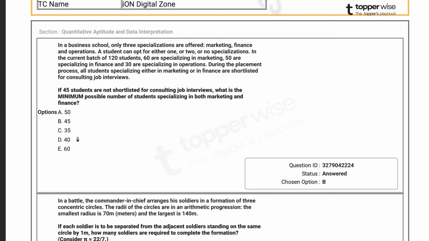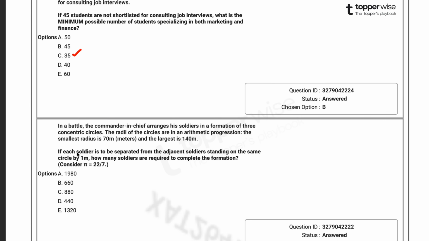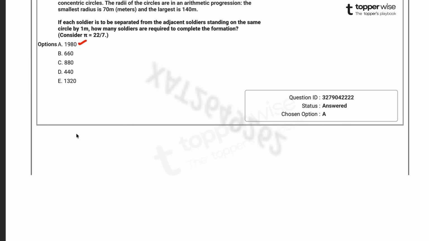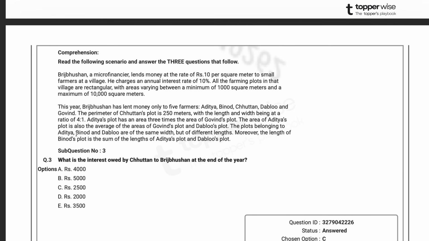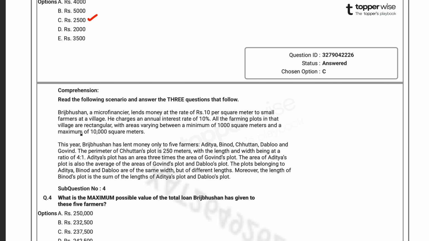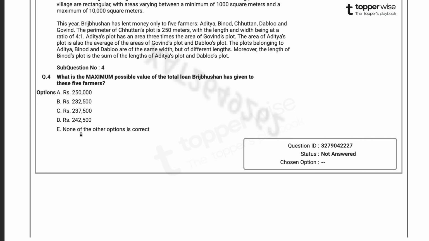The answer of the first question will be C, 35. Next question, the answer will be 1980, A. The next question, the third question. In the third question, the answer will be 2500, which is C. In the fourth question, the answer will be again C, 237500.